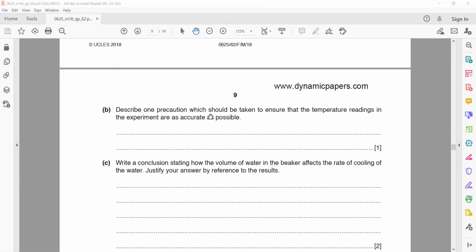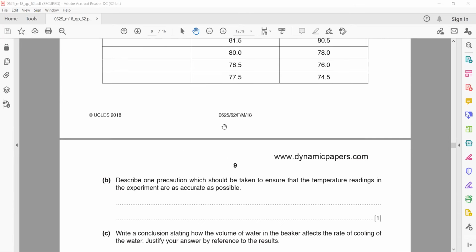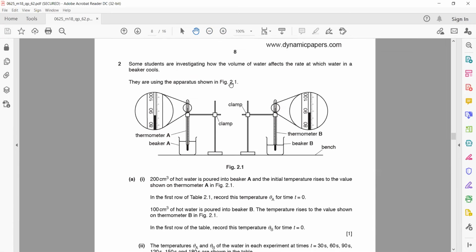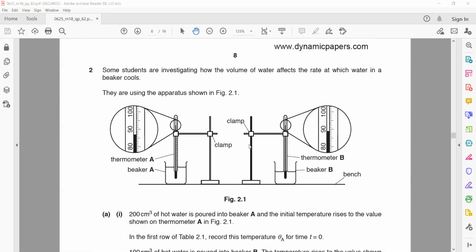Describe one precaution which should be taken to ensure that the temperature readings in the experiment are as accurate as possible. Like the student is doing this experiment, how can he make sure that his temperature readings are as accurate as possible? So he should look perpendicular, to avoid a parallax error.